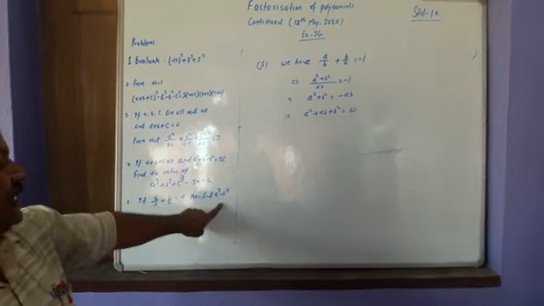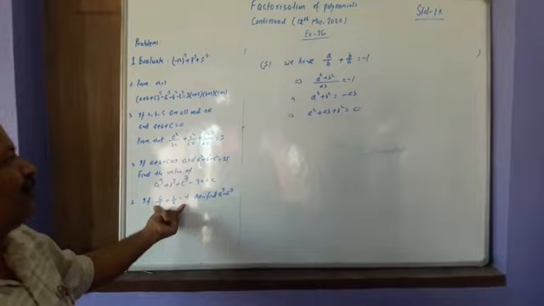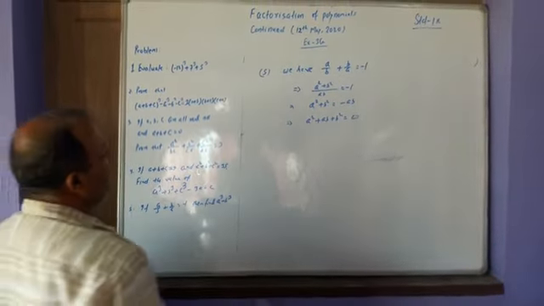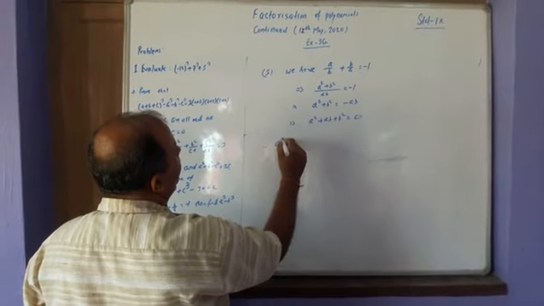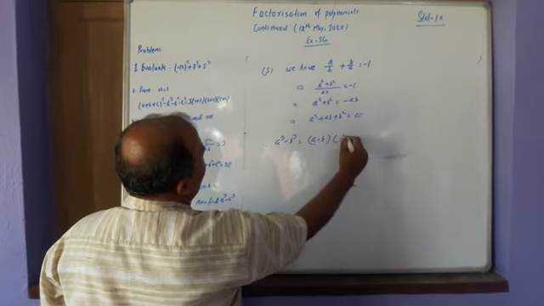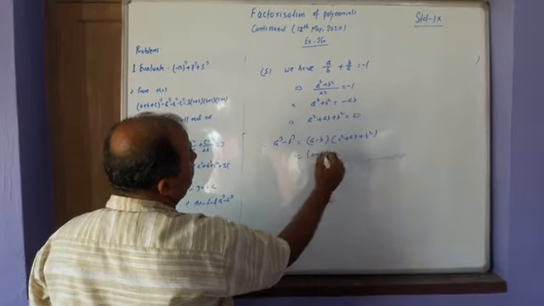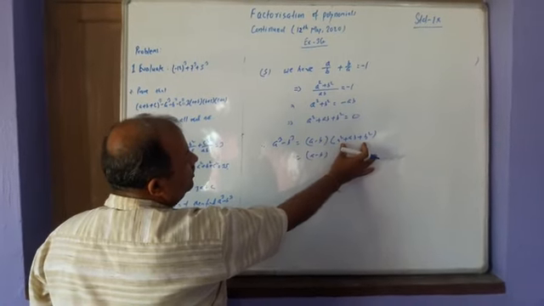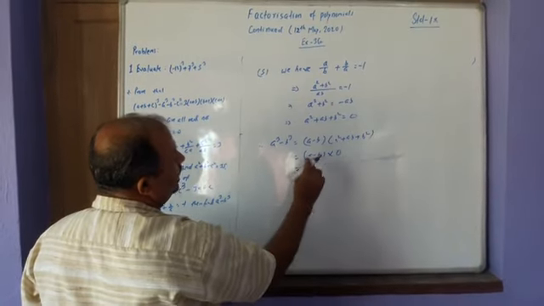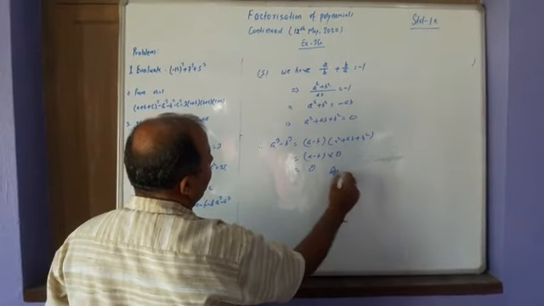Now we have to find A cube minus B cube. This one is given. From this expression we have obtained this value. Therefore A cube minus B cube, we know that it is A minus B into A square plus AB plus B square. The value of this expression A square plus AB plus B square is equal to 0. On multiplying this by 0, we get 0. And this is the answer.